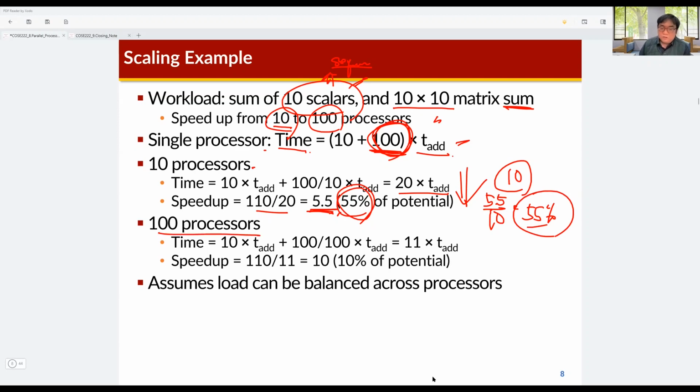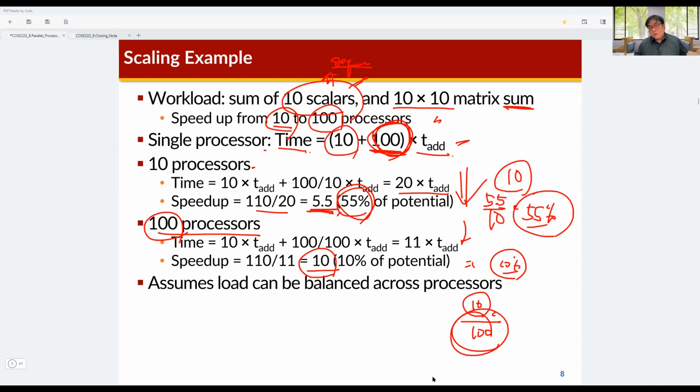Okay. If we use 100 processors and do the same calculation, then the speed up is about 10. But we invest 100 cores for this computer system. So our expectation is that the performance can be improved 100 times, but in reality, the performance is improved 10 times. So about 10% of our expectation. So the scalability means that because of the sequential part of our task, even though we invest more cores in our computer system, the performance is not improved proportionally. So this is a scaling example.